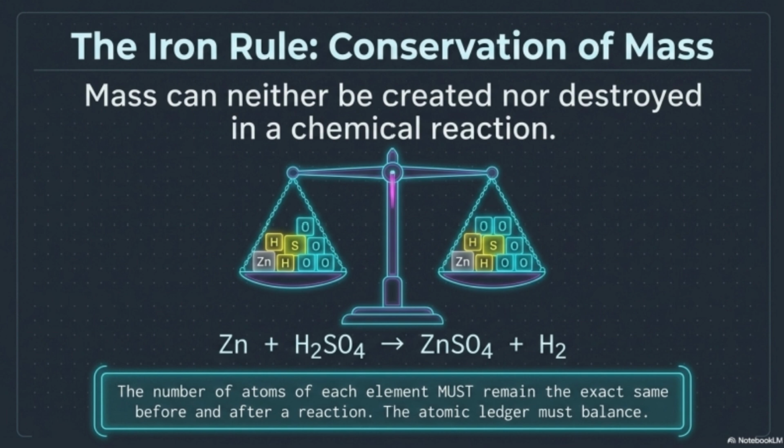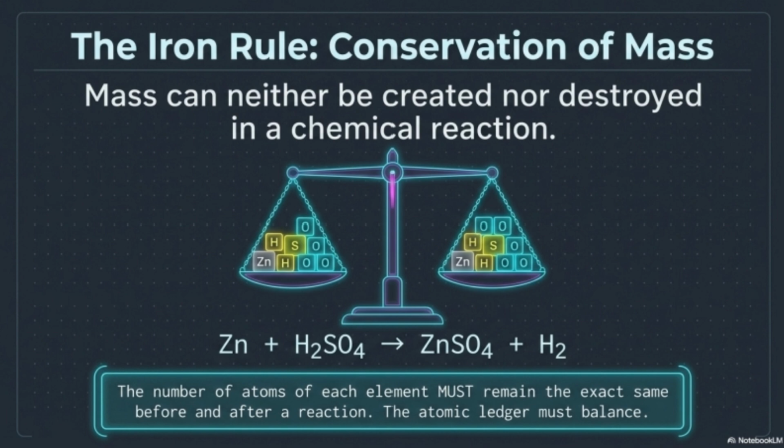Now, why must we balance it? Because of the absolute iron rule of chemistry. The law of conservation of mass: mass can neither be created nor destroyed in a chemical reaction. This means the atomic ledger must balance perfectly. The number of atoms for each element must be exactly the same before and after the reaction.